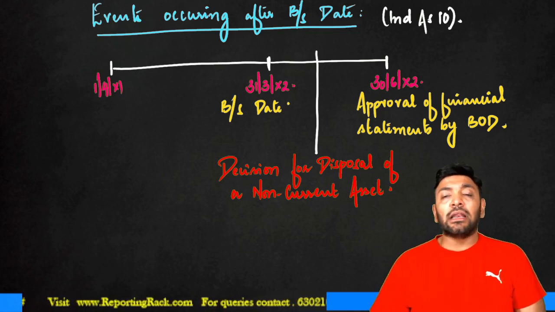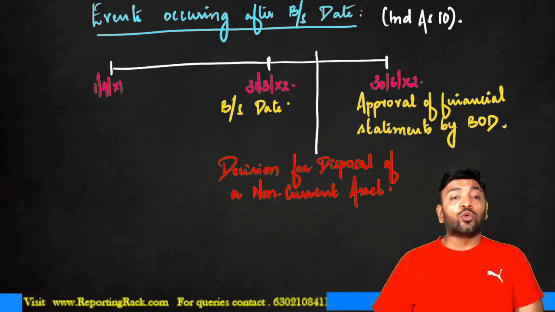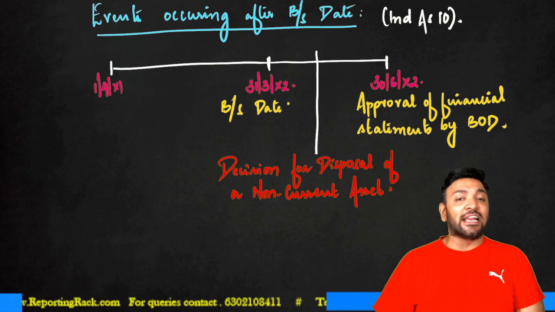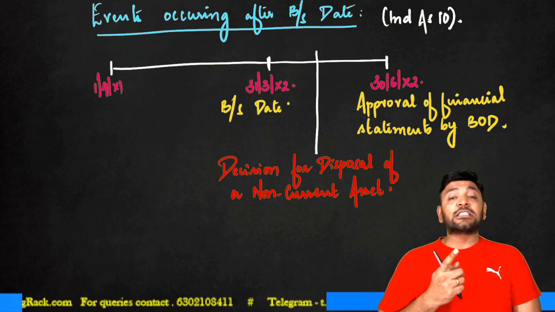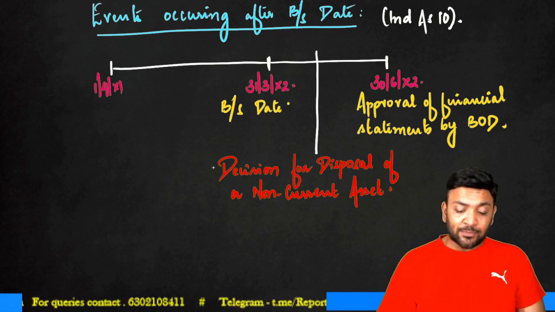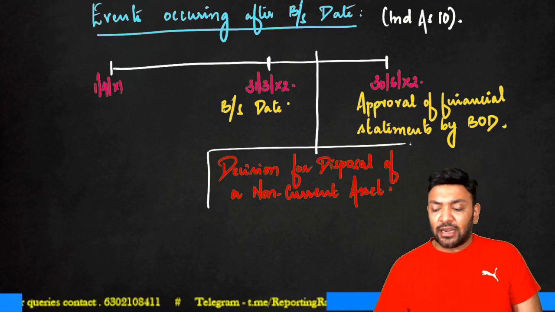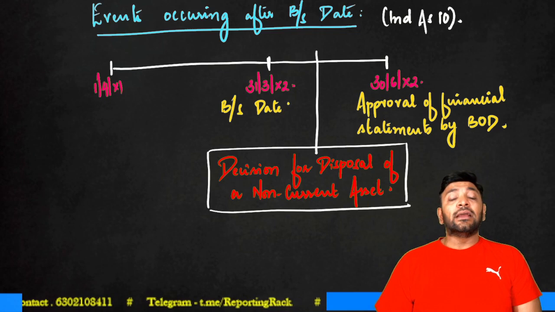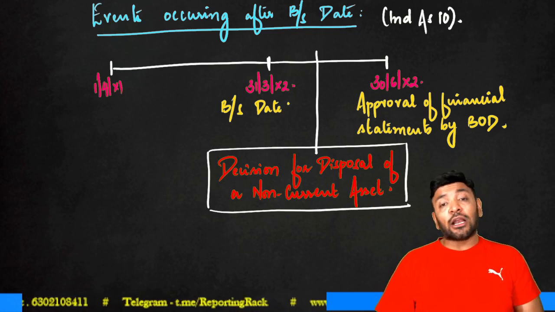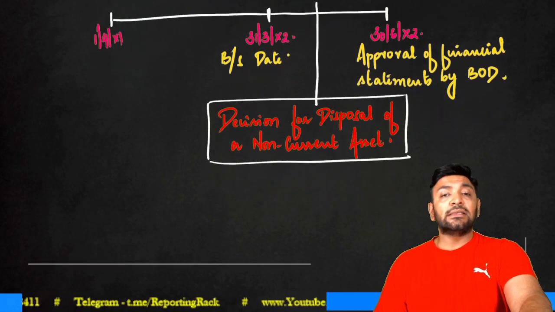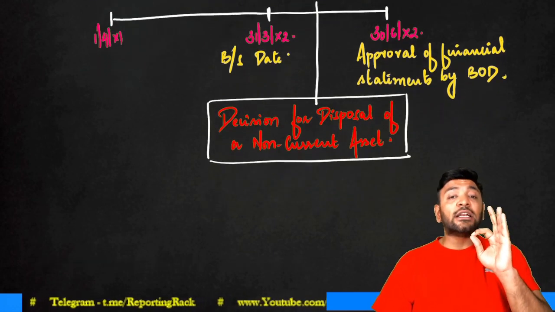If you remember, this was also comparable to AS 4, which was also talking about events occurring after balance sheet date. In AS 4, we had the concept of adjusting item and non-adjusting item. My question is very simple. Is this decision of disposal of a non-current asset an adjusting item or a non-adjusting item on 31st March? Guys, these items are non-adjusting in nature.